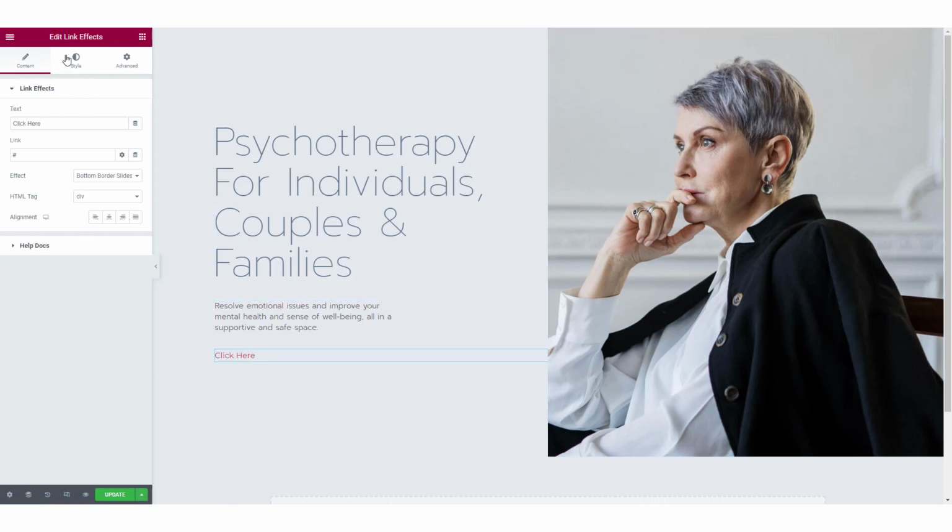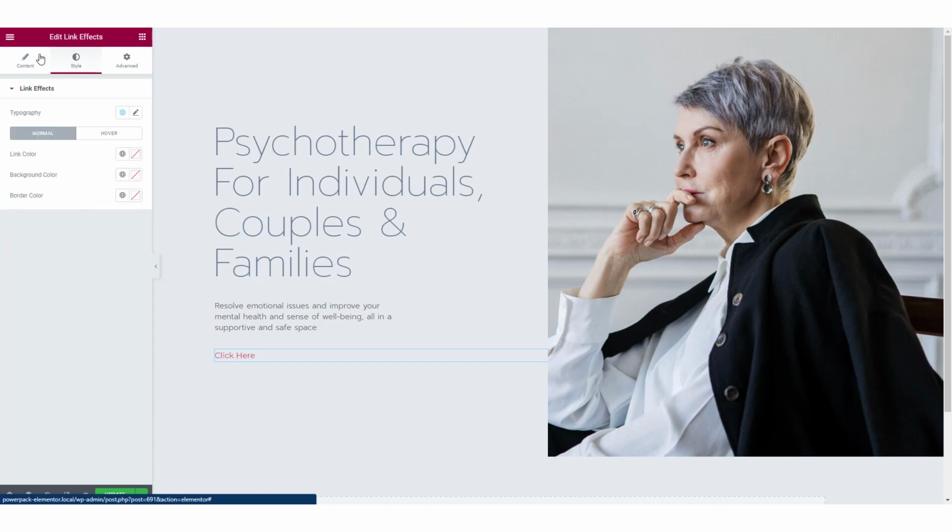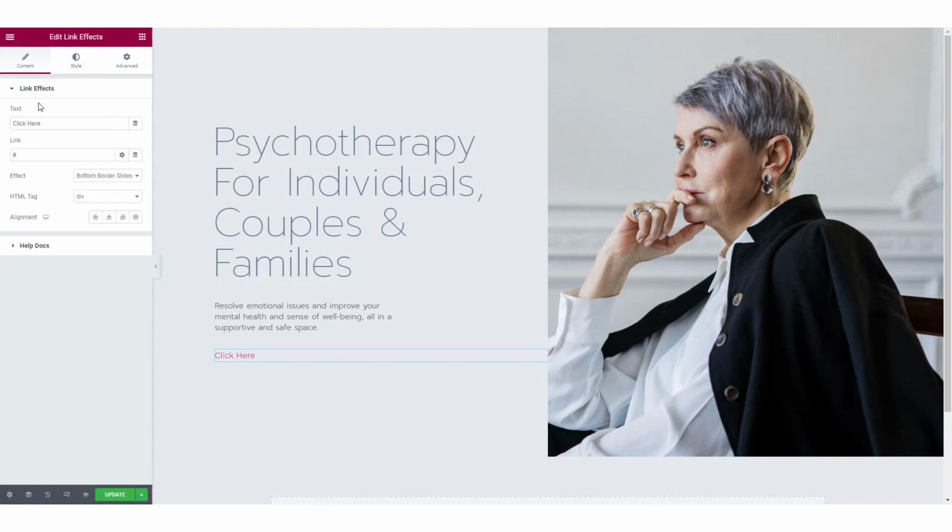For the settings, you get two options, content and style. In the content tab, you get link effects options. Here, you can change the text, link for the text, effect from the drop down, HTML tag and alignment. Here I am changing the text, adding the link that I want to show.